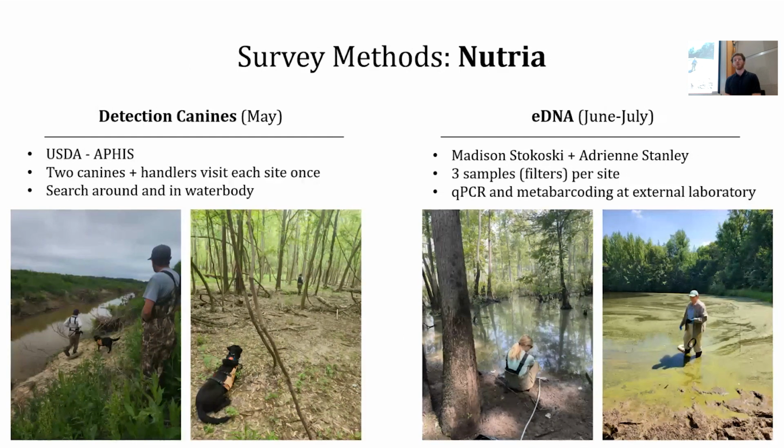Then specifically just for nutria, we actually brought in some of those detection canines from that Maryland detection canine program, in which we had 2 canines and their handlers visit each site once. They did their own thing, kind of looking around, sometimes even within that water body, looking only for nutria scat. And then Madison Sikorsky and Adrian Stanley braved the summer heat and went out and collected some eDNA samples. So at each of those sites, they collected 3 different samples in which they filtered 5 liters of water, and then they were able to take that filter that might have any genetic material and dry it back here on campus. And then they shipped those off to an external laboratory for qPCR and metabarcoding analysis.